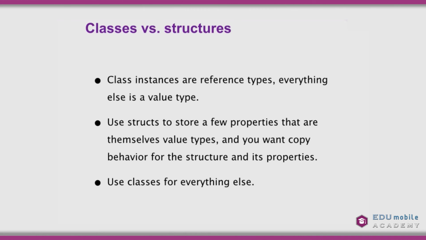And you want copy behavior for the structure and its properties. In other words, you want to store some discrete values. You might want to have some methods on them, add 2 points, or add 2 vectors, or find the distance between 2 points. All of these are good candidates for a structure. Use classes for everything else. And that's the simple rule. And of course there's exceptions, but we'll see those and we'll spot them as we go along.